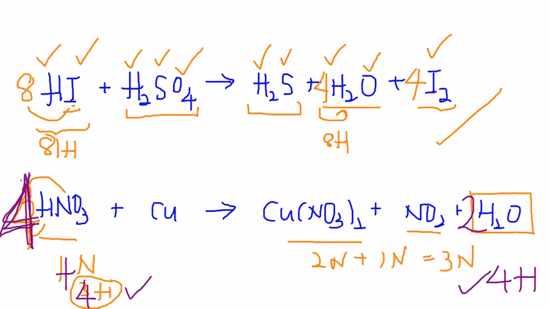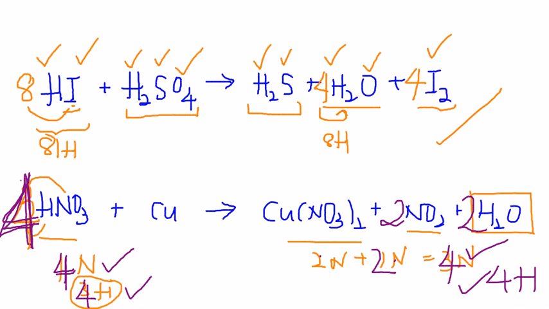But of course, we must take care of our nitrogen. 4 nitrogen on the left hand side and 2N plus 1N on the right hand side. So it makes sense if we add a coefficient of 2 to our nitrogen here. And then we would have 4 nitrogen. And we would have balanced our nitrogen. So hydrogen, nitrogen balanced. So now let's check our oxygen atoms.